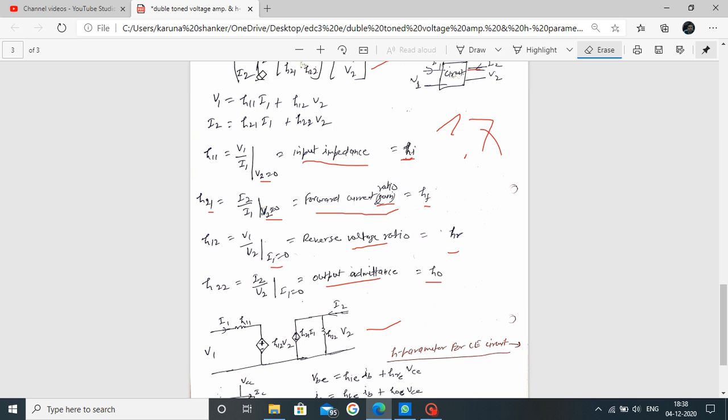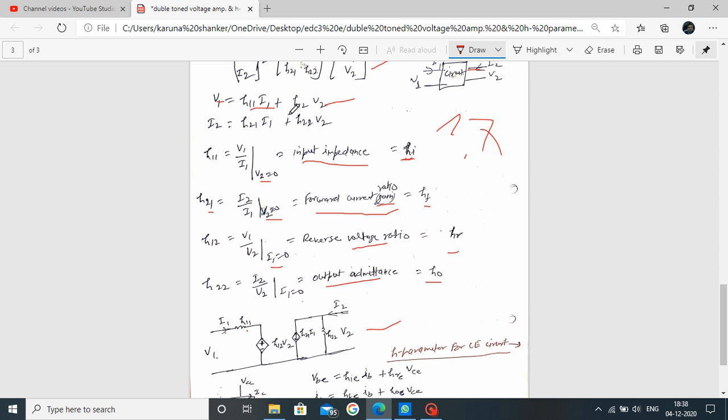Okay. To observe the first equation, V1 is equal to H11 I1 plus H12 V2. Now draw this equation in the equivalent form. Here V1 is equal to H11 and I1, meaning the product of H11 and I1. Now here we observe that H11 times the current is the product obtained, meaning V1 is equal to H11 I1.